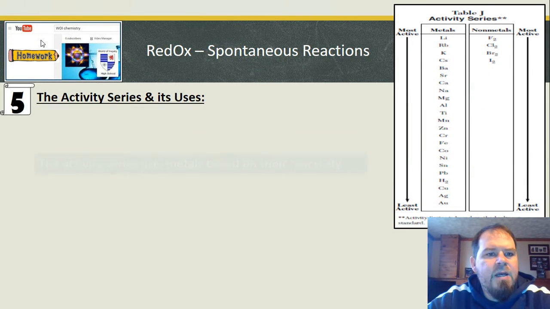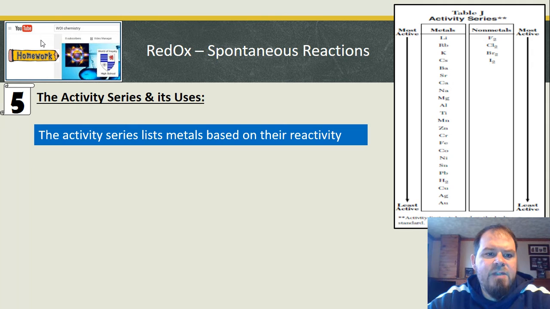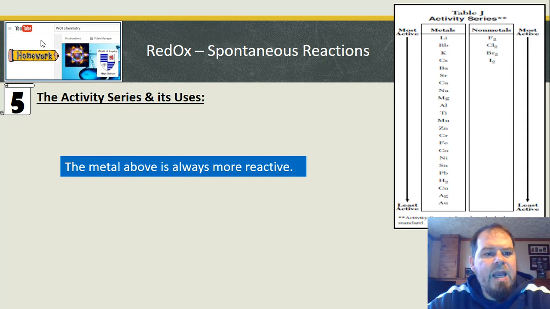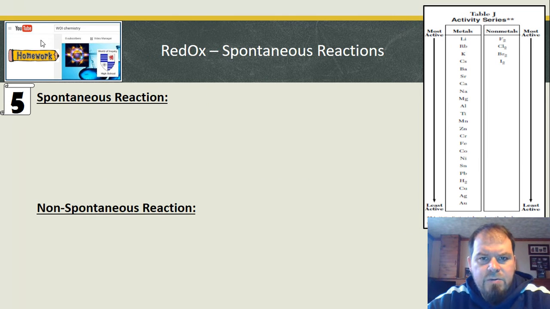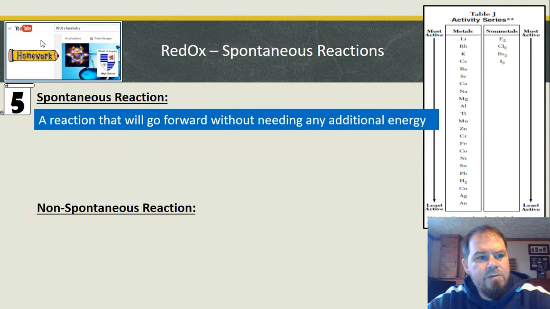We got table J. How do we use it? We know the activity series lists metals based on their reactivity, and it shows us that the most reactive are on top and the least reactive are on the bottom. Okay, good. And the metal above is always more reactive. So I think we have some understanding of that and a little bit of history with that. That's not really anything completely new to us.